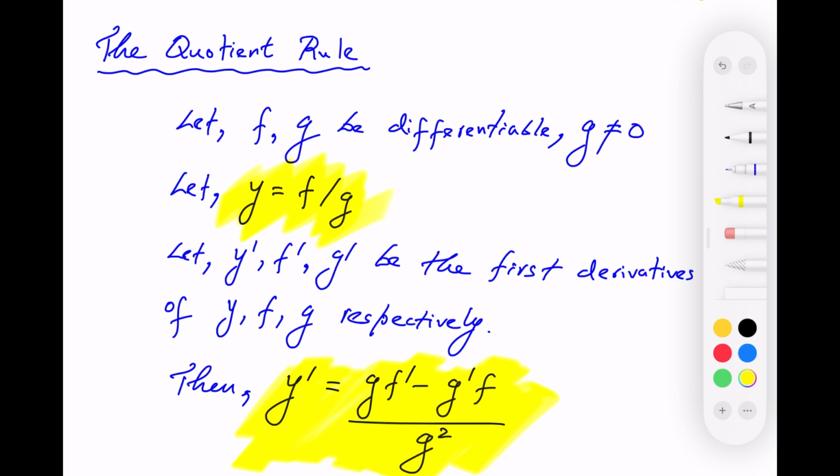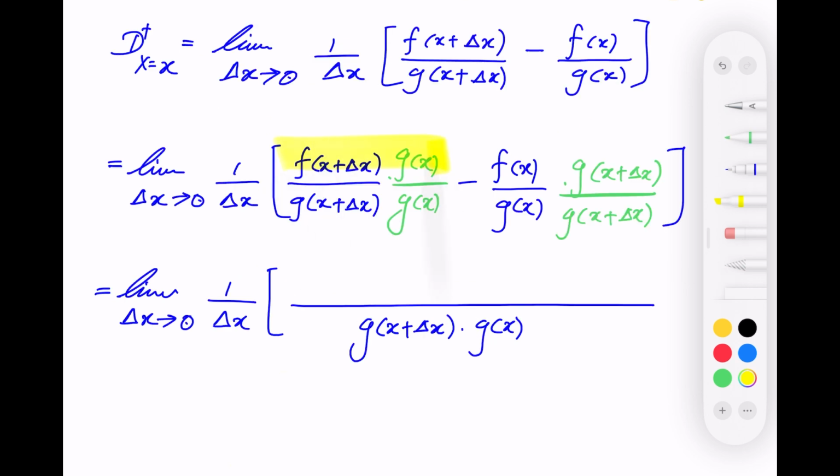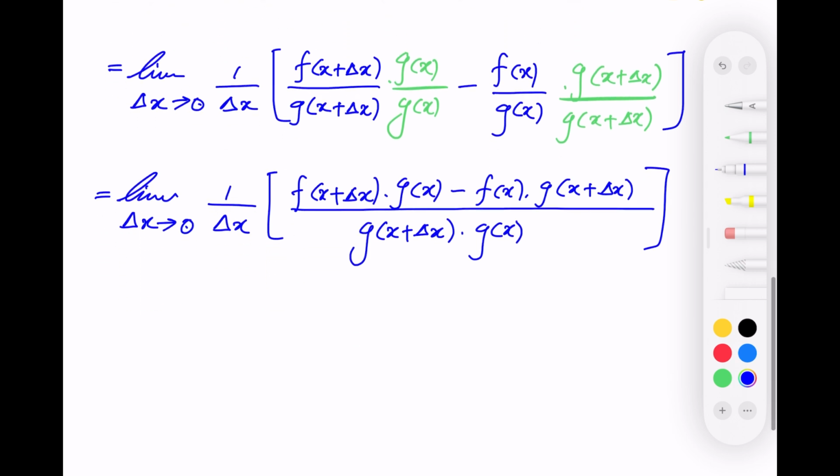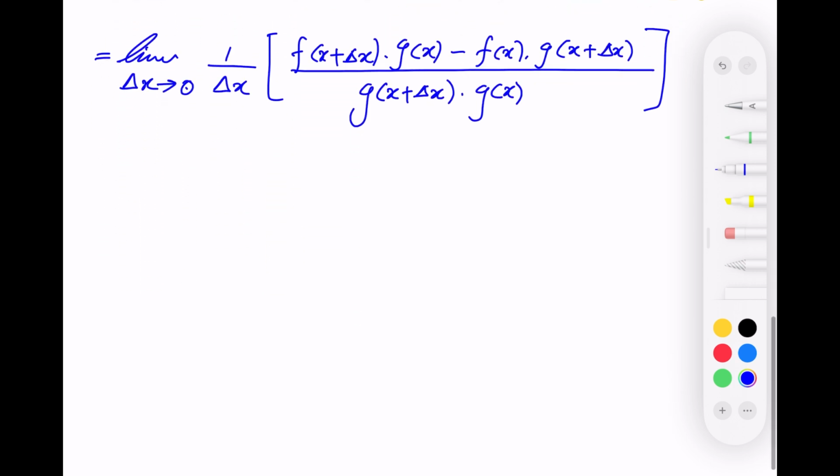The denominator times, when I look at this first part, I have f of x plus delta x times g of x. Let me write that down, f of x plus delta x times g of x. And we have minus f of x times g of x plus delta x. I will close the brackets. Now, as it is, there is nothing much that can be done. Therefore, I need to do a modification for this. So here's the modification I'm planning.